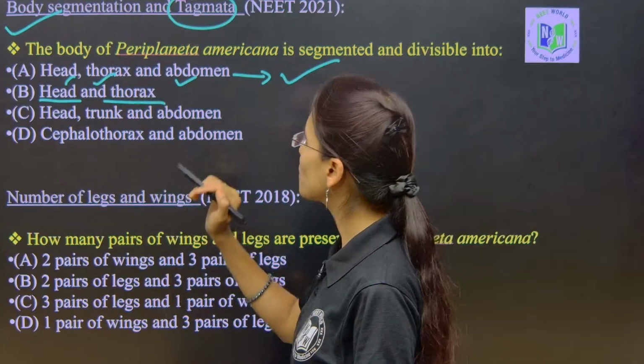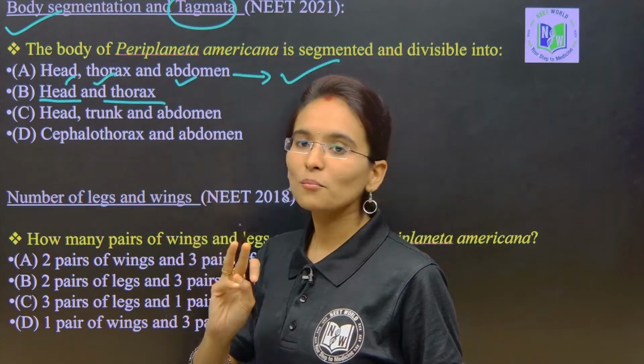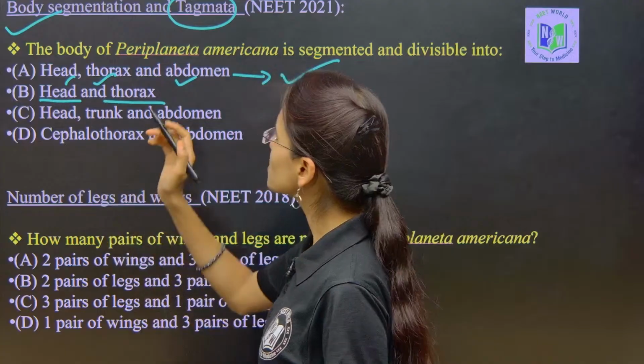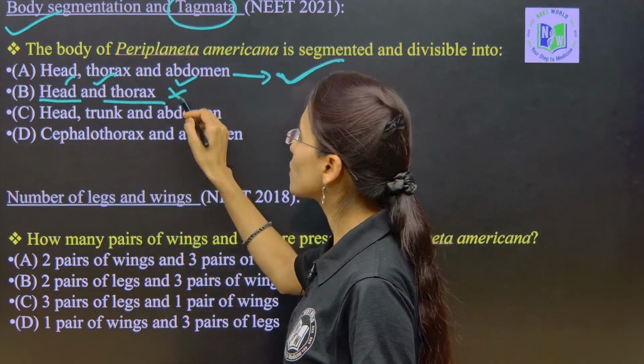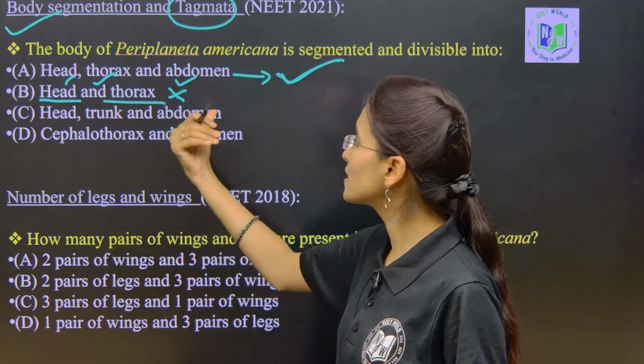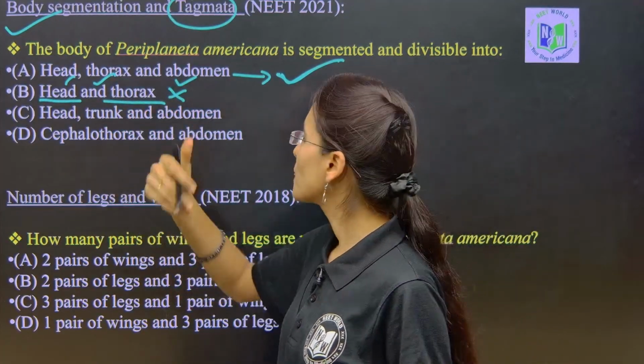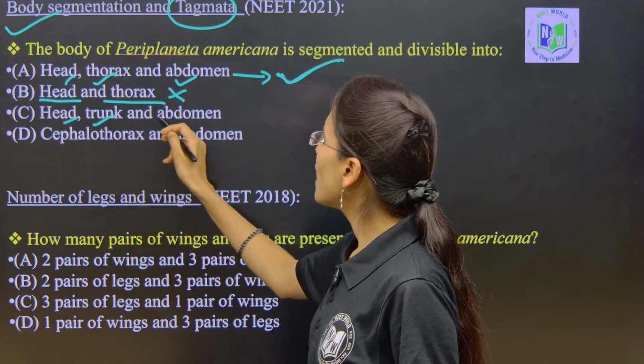Here the abdomen is not given. Actually there are three important parts: head, thorax and abdomen. So it is given in option A, so it will be the right option. This one is wrong because the missing segment is the abdomen. Next, head, trunk and abdomen.